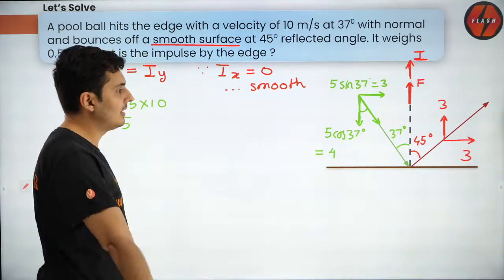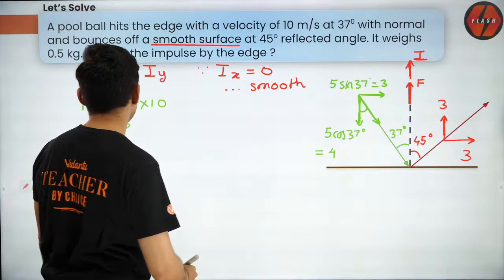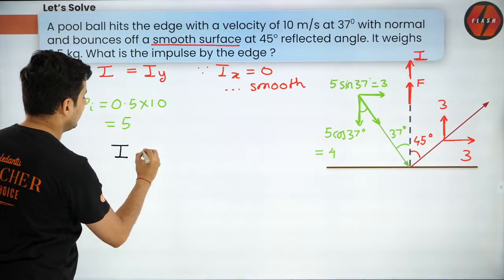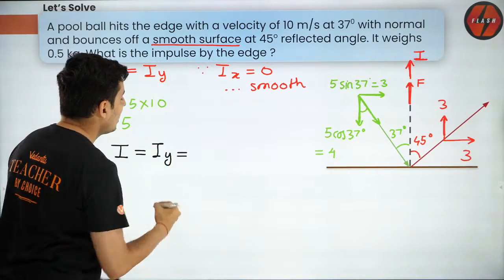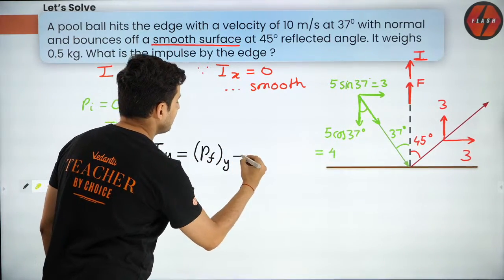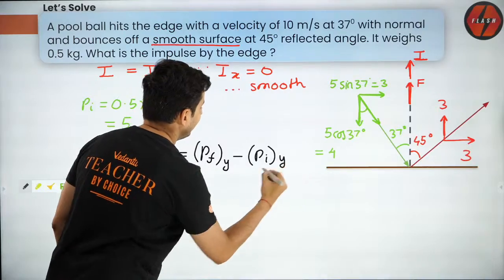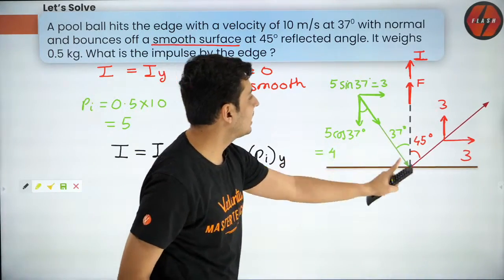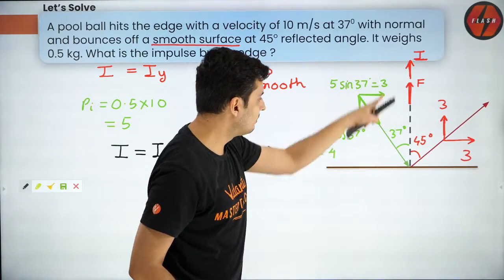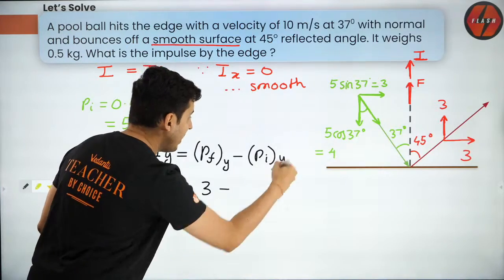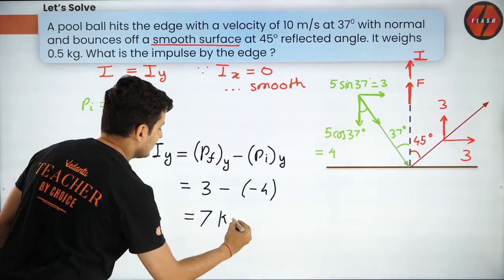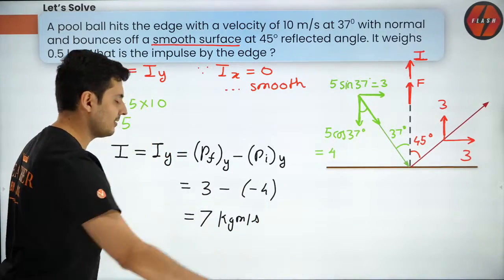Now our job is done, guys. Yes, our job is done. Believe me. You'll be like, sir, how is it done? Please let me know. Say guys, our total impulse is only the impulse in the Y direction. And what is the impulse in the Y direction? Final momentum in the Y direction minus initial momentum in the Y direction. What is my final momentum in the Y direction? Well, that's 3. What is the initial momentum in the Y direction? Well, that is minus 4. So what is 3 minus minus 4? Isn't it 7? So 7 kg meter per second. That's the answer.